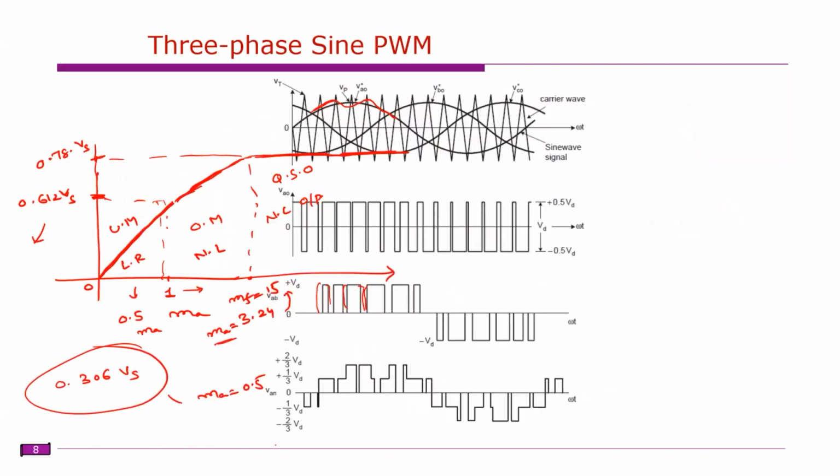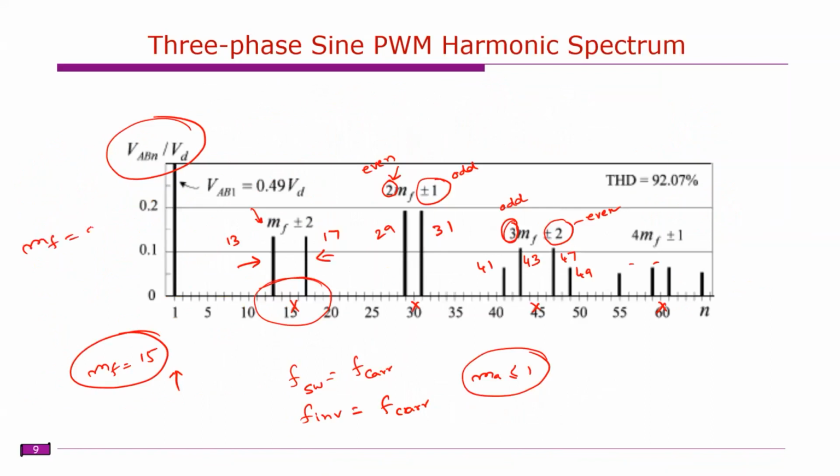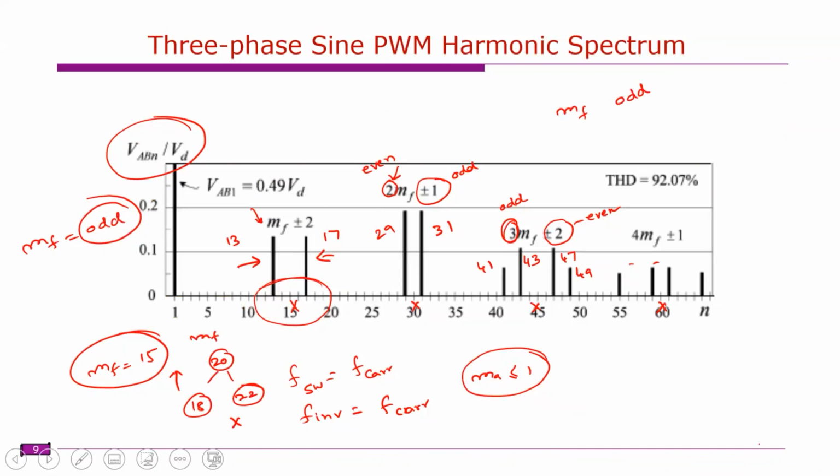And another thing: you must choose the MF value as an odd number. For example, if MF is 20, then you have a 15th order harmonic and a 22nd order harmonic, so this must be avoided. So MF must be an odd number. If MF is less than 21, we have to make sure that MF is divisible by 3, so that we have synchronous PWM. Clear? MF must be odd, and MF must be divisible by 3.